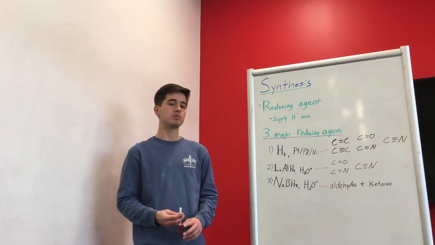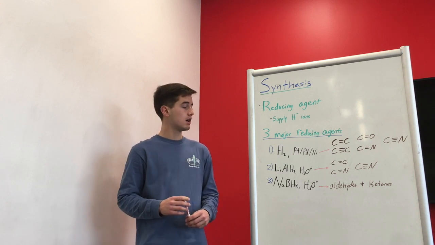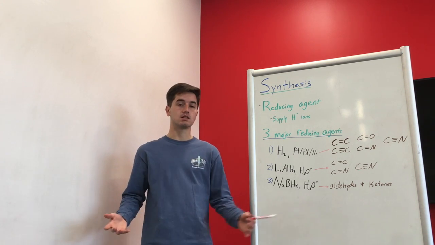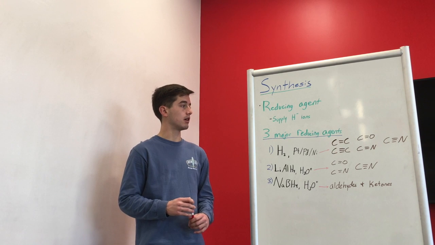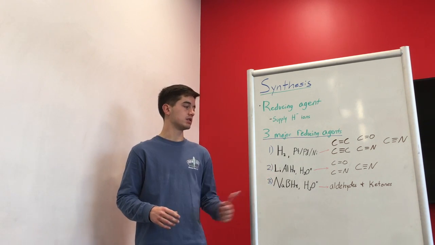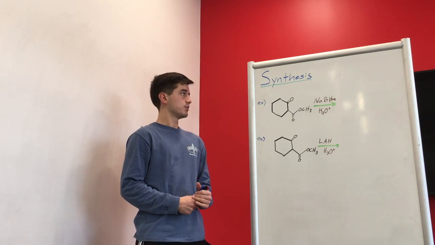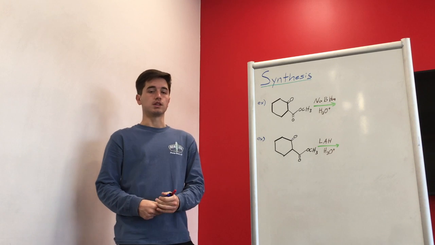And so when you're doing problems, that can get kind of messy because they'll try to throw you off by maybe throwing an ester in there, which looks like a ketone at first. But let's look at some examples, and I can show you how to use these three different reducing agents to synthesize alcohols. Okay, so let's look at some examples of synthesis using reducing agents.